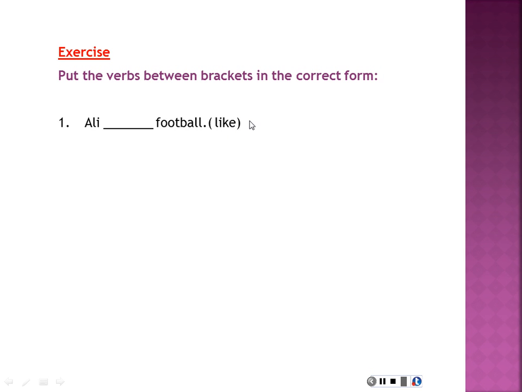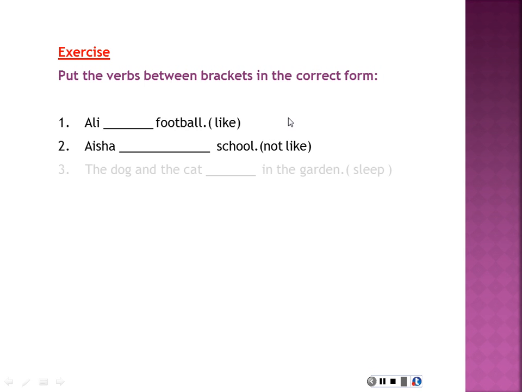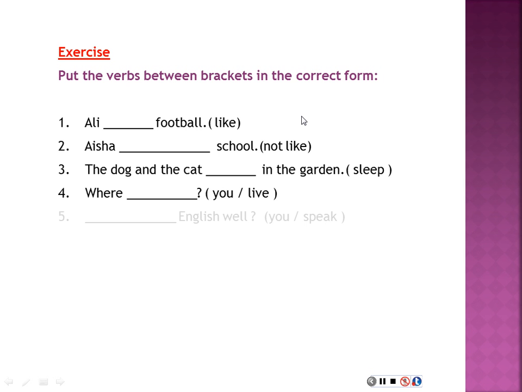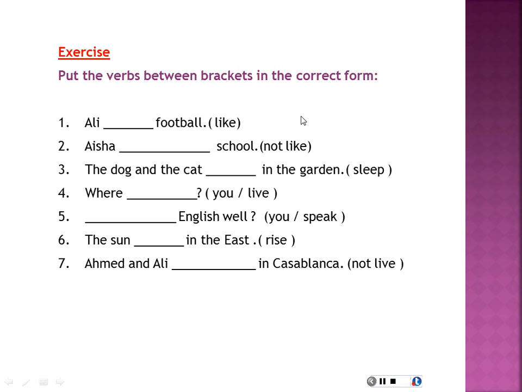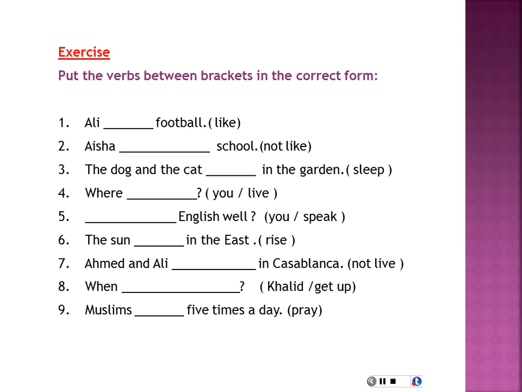So what you need to decide, the first thing, is whether you have a main verb or a verb to be. So look at all of these sentences. Here we have like, not like, sleep, you live, you speak, rise, not live, Khalid, this is a subject, get up, 5 times a day, pray. We have pray, the verb pray. Then we have the last one, have.